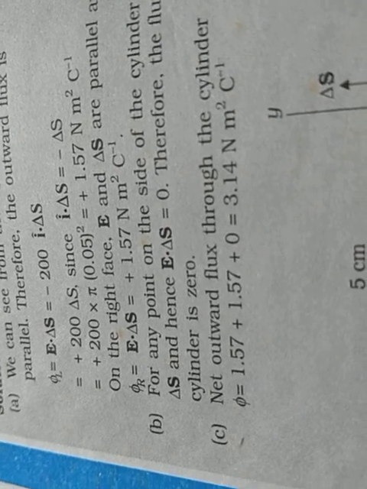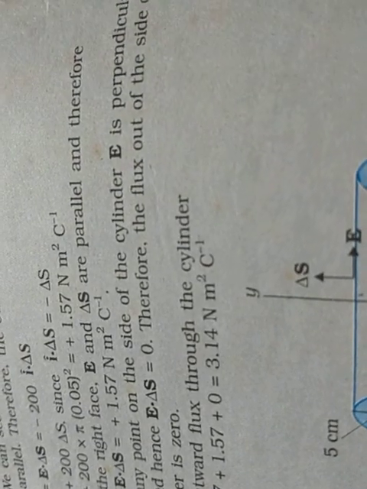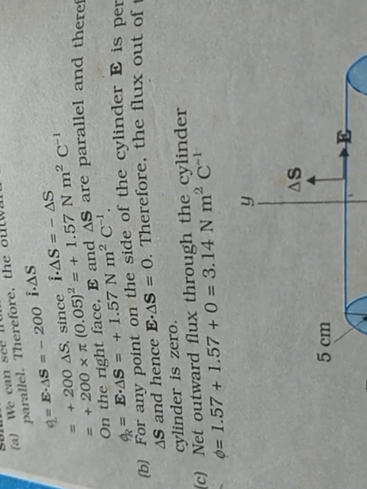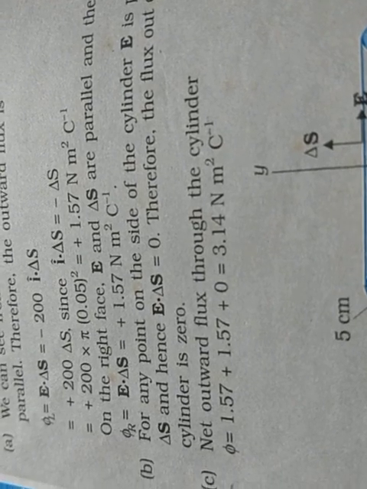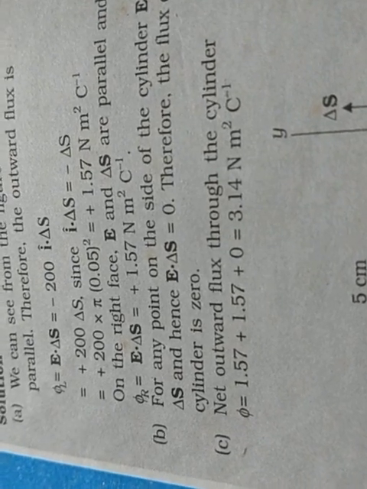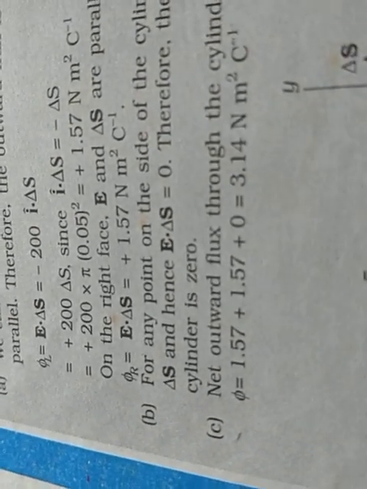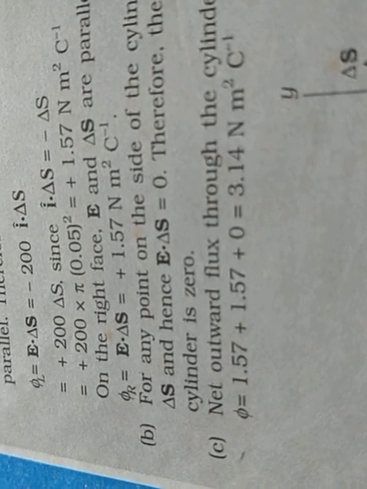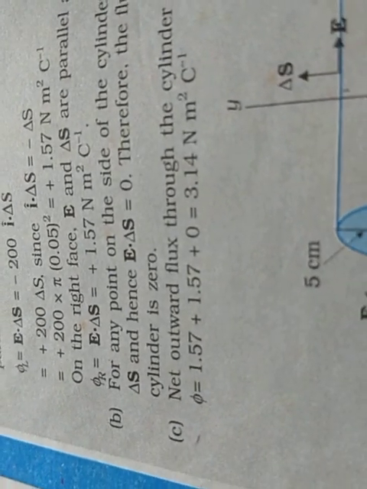That is the total electric flux passing through one face. And on the right face, E and delta S are parallel, and therefore we again have phi E on the right face. Previously we calculated phi E on the left face, and now we are calculating phi E on the right face. That is equal to again 1.57 Newton meter square per Coulomb. So this is the total.